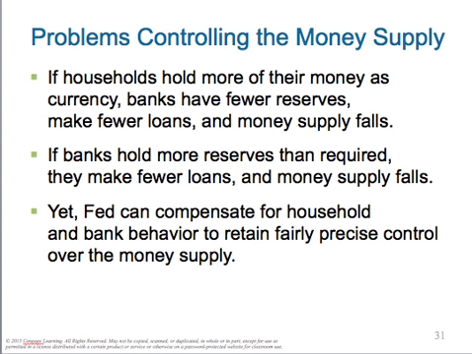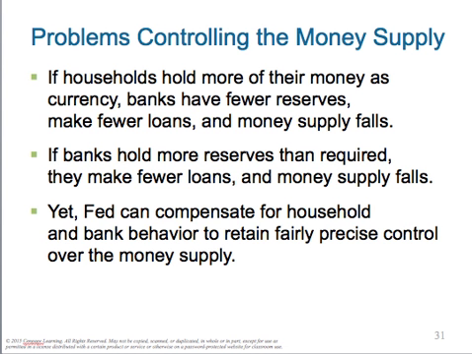The problems with controlling the money supply: if households hold more of their money as currency, banks have fewer reserves and make fewer loans, and the money supply falls. The more money you stuff under your mattress, the less money that's being traded. They have fewer reserves in the bank, they make fewer loans, and the money supply falls. The money multiplier dips too. If banks hold more reserves than required, they make fewer loans and the money supply falls.